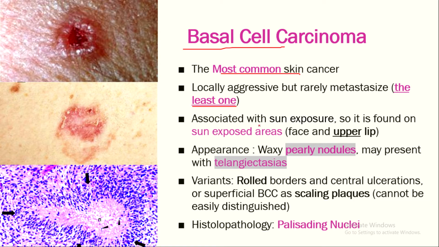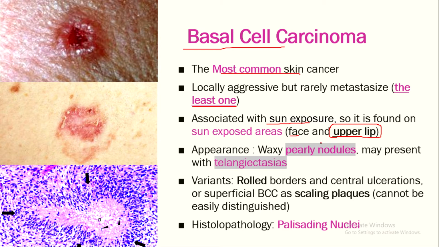You can find basal cell carcinoma in sun exposed areas such as the face and the upper lip. It is very important to memorize that it can be found in the upper lip, and you have to compare it with the squamous cell carcinoma, which you can find on the lower lip. It is very important to remember this.